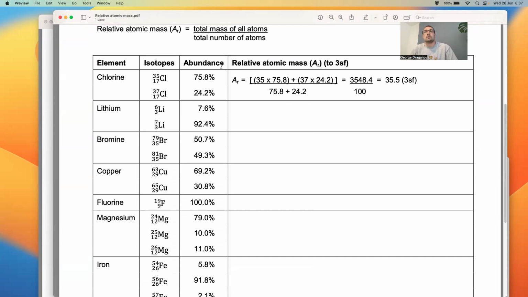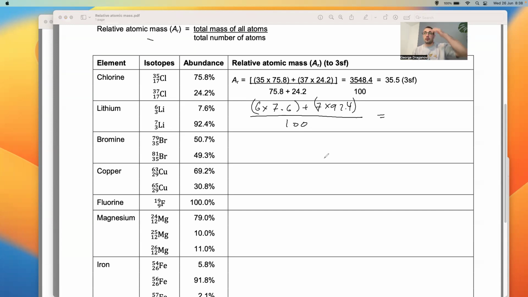It just has to be the total of the abundances. If it's a percent, it'll always be 100. So I will only do one example because it's a relatively straightforward process. For lithium, I would do 6 times 7.6 plus 7 times 92.4 all over the total of these two, which is going to be 100. Don't times it by 100 at the end. That wouldn't be very smart. Okay, and that will give you a number of, I think, 6.93. Obviously, you can check that on the calculator.